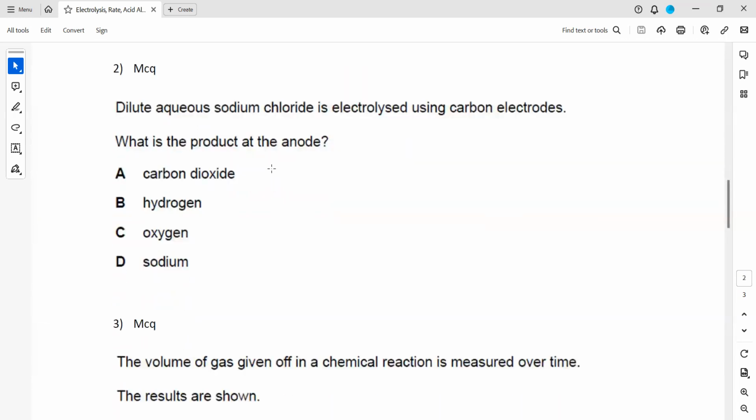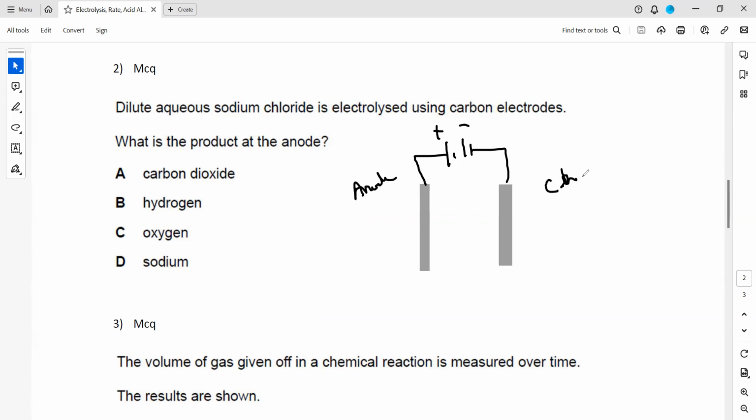The next question: dilute aqueous sodium chloride is electrolyzed using carbon electrodes. So we have a carbon electrode, anode and cathode. In the exam, you can write on these papers because for paper 2 there will be a separate answer sheet, so you can write on the question paper. So positive and negative, you have the anode and the cathode. So we have sodium chloride.